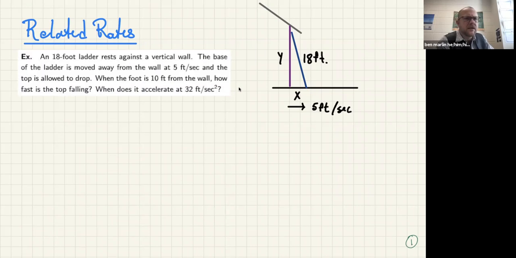So we got an 18-foot ladder resting against the vertical wall, and somebody's grabbing the base of the ladder, and they're going to move the base of the ladder away from the wall at 5 feet per second, okay? And the top, they're just letting it scrape down against the wall, right? And so it wants to know when the foot of the ladder is 10 feet from the wall, how fast is the top of the ladder falling, okay?